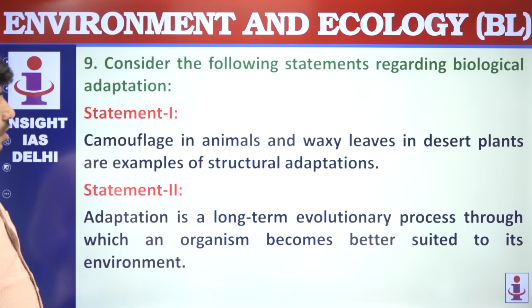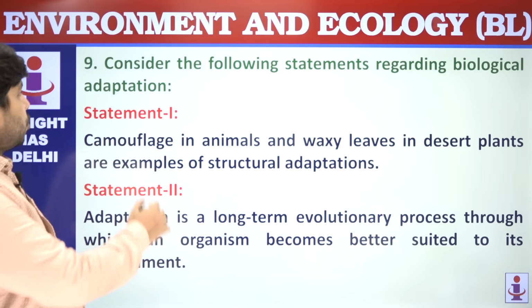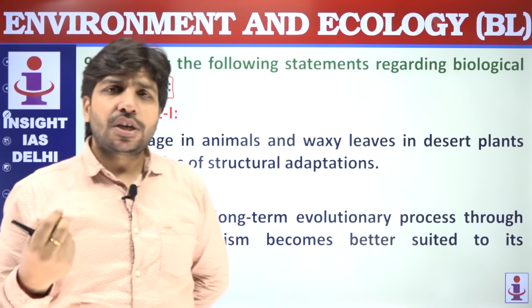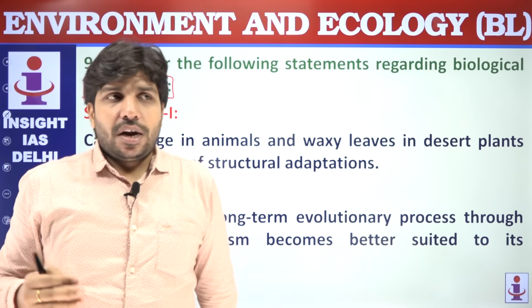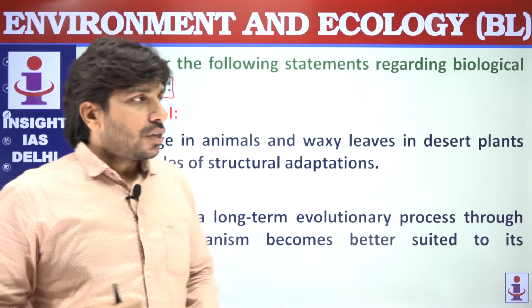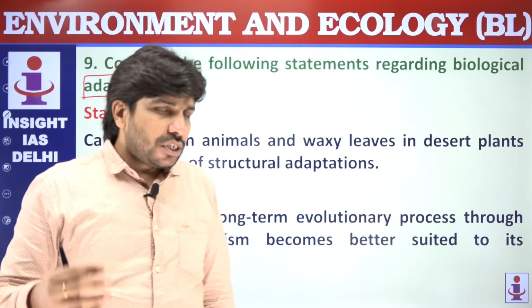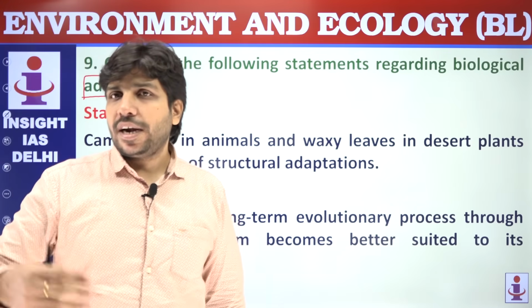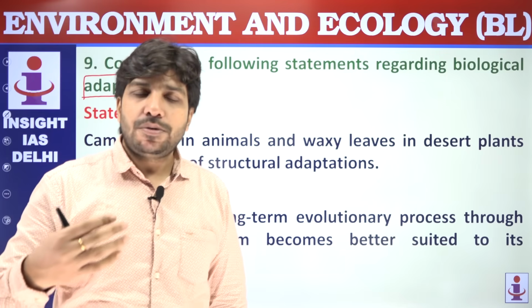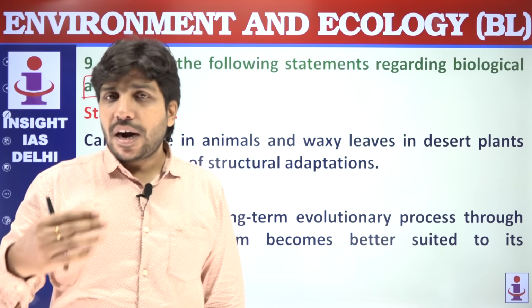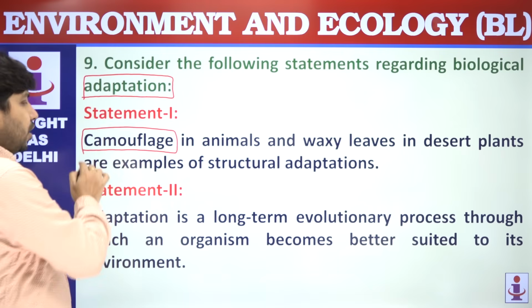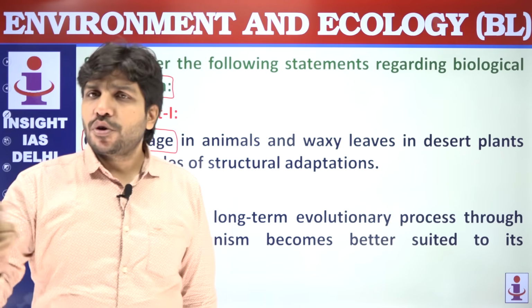Camouflage in animals and waxy leaves in desert plants are examples of a structural adaptation. So another term being introduced over here is adaptation. Adaptation, literal meaning, what could be the English word for adaptation? When we are living somewhere, we are adapting ourselves to our environment, we are getting used to it, that is called adaptation. So species, different organisms, they also adapt to their changing environment. If temperature is increasing, then the species, the newborn species, their progeny, start adapting themselves to the changing environment. So camouflage is like changing of the body color, for example, to avoid predators.